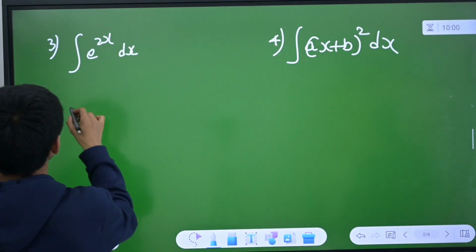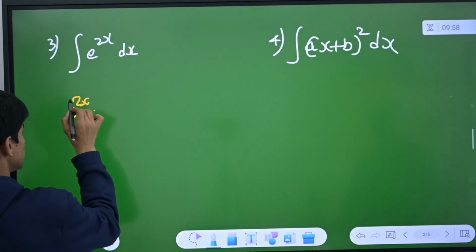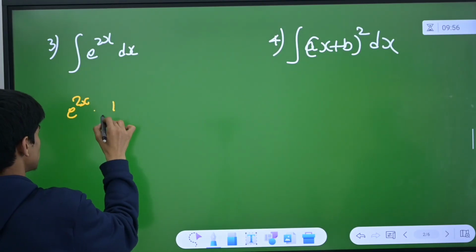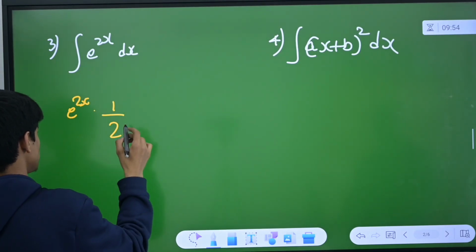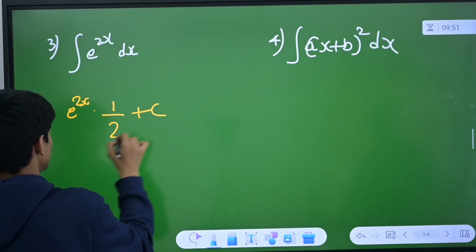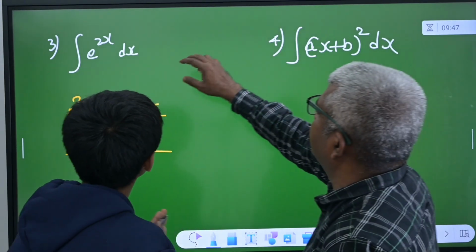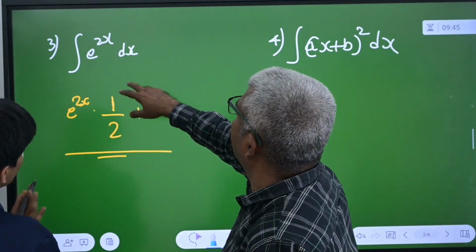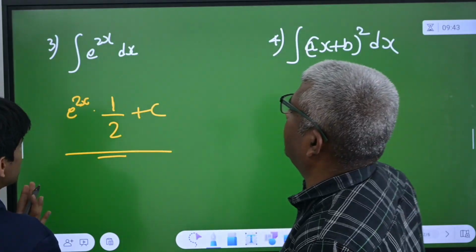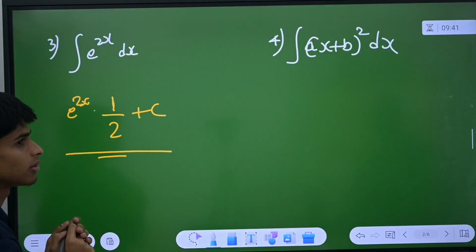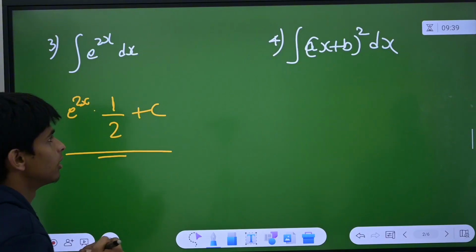Integration of e raised to 2x is equal to e raised to 2x only, but if we integrate 2x, then in terms of e raised to e, we will get 1 by 2 and then plus c. Actually we have to differentiate 2x, that will be 2. We are putting it in the denominator, we are dividing. No, that is for the small things, not required.